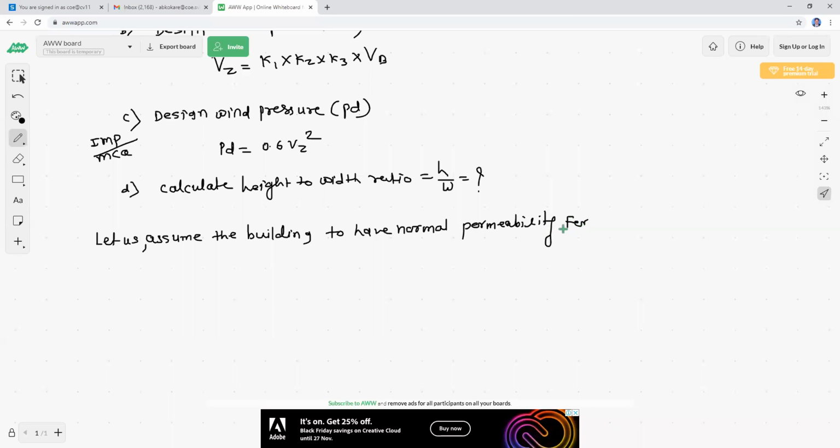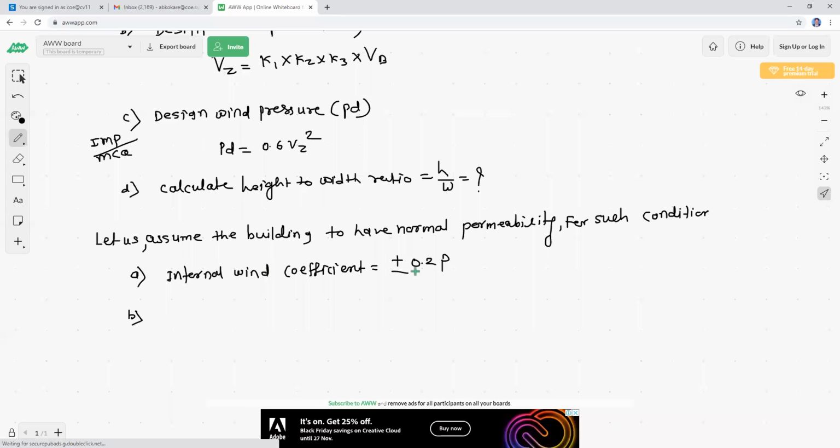For normal permeability, for such condition, next line small a, internal wind coefficient. Write down first, then I will tell you. Internal wind coefficient is plus minus 0.2 p for this normal permeability, and external wind coefficient.